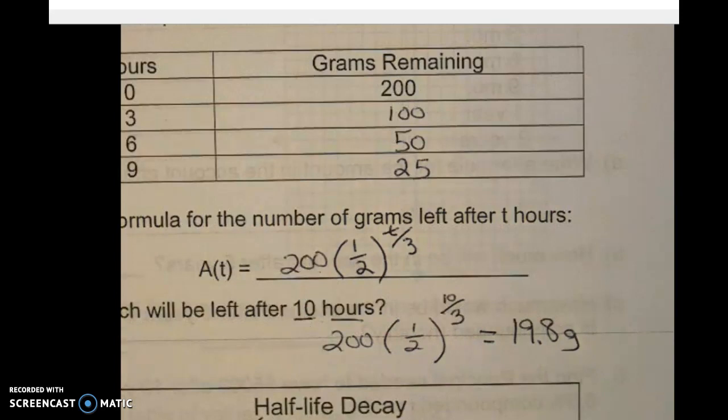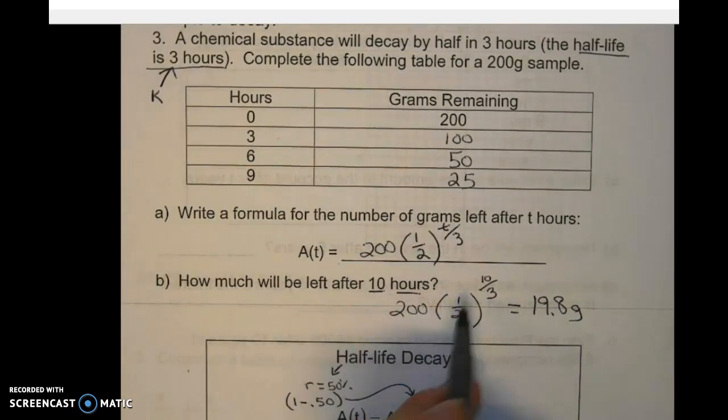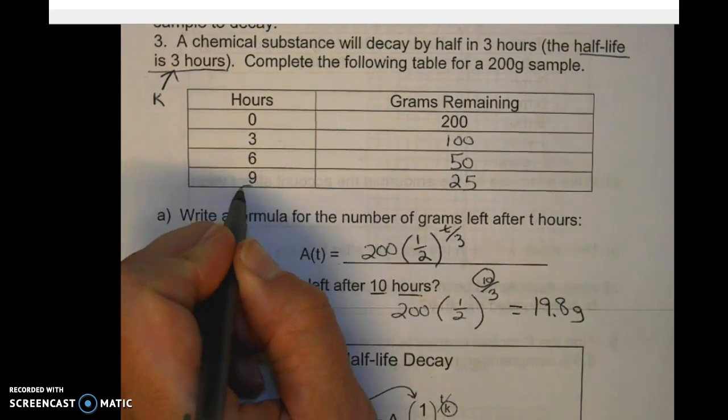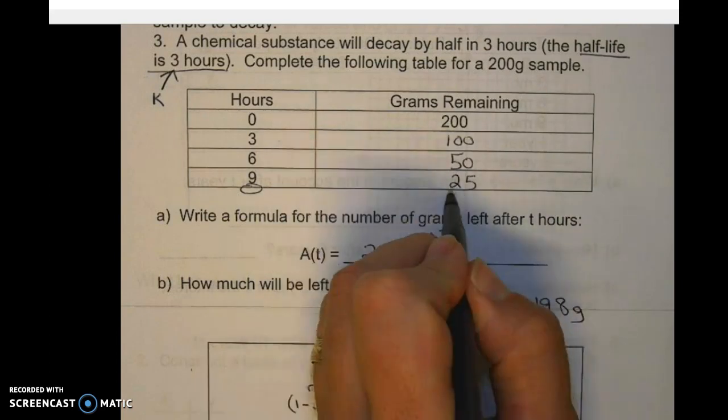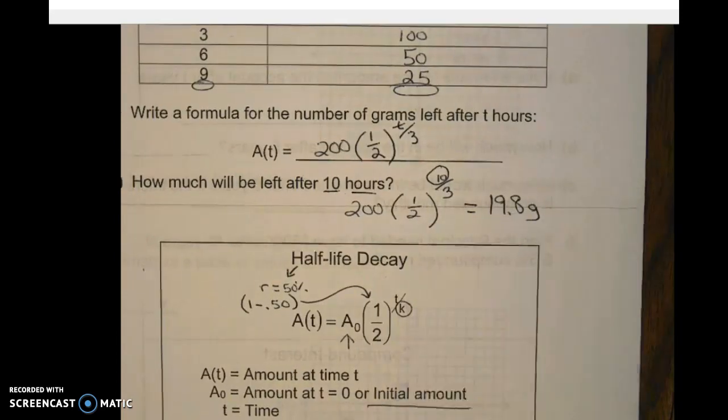Okay, so let's see if that makes sense in our table. So after 10 hours, if we go to 10, which would be about right here, we should be a little bit less than 25. And sure enough, that's where we're at. Okay, moving on.